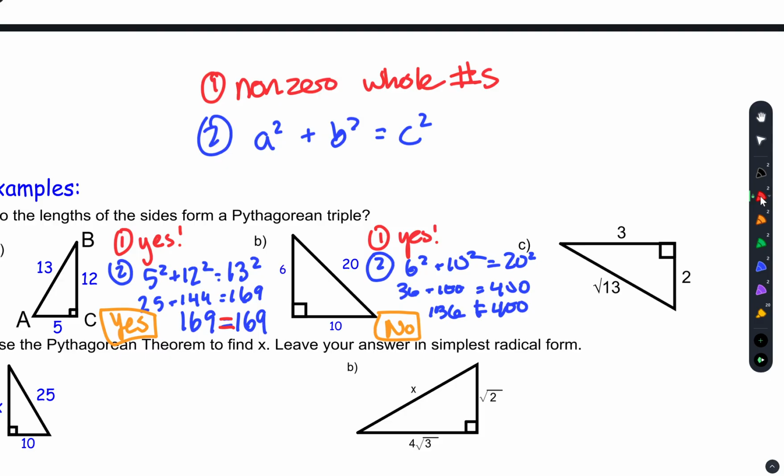And then lastly, letter C, we do our first check, non-zero whole numbers, and we can see the square root of 13 is not a whole number, so it fails that first check. Therefore, we do not have a Pythagorean triple here.